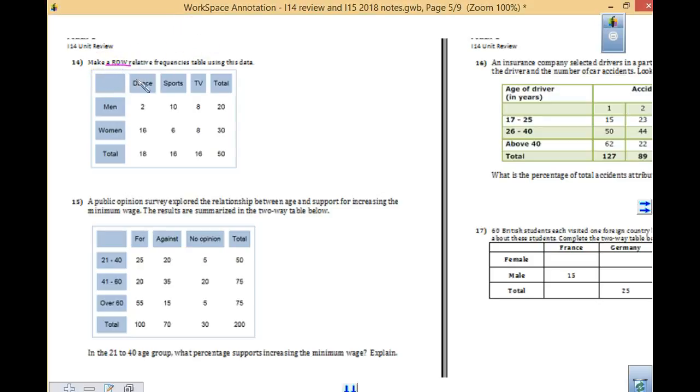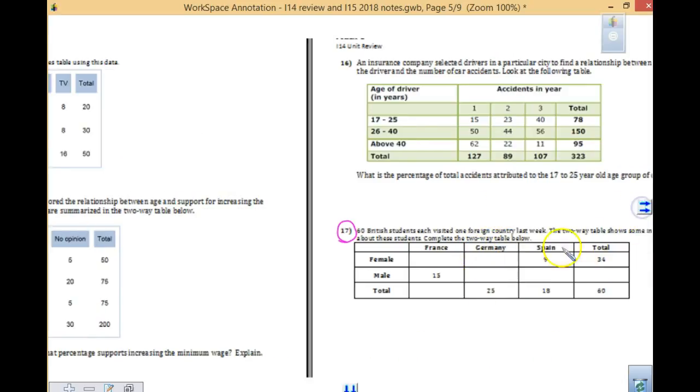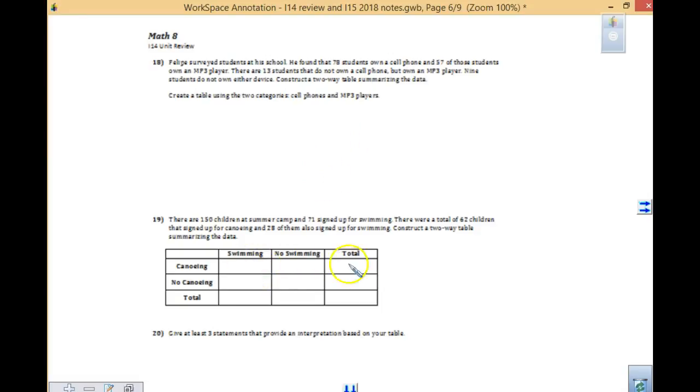This one just says summarize your activities. Number 17, I give you some of the data in 17, but if we are looking at 17, you have to fill in the missing ones, so it might be something like that on the test. Or you might see something like this, where I put swimming, no swimming, and canoeing, no canoeing, and I give you the story and ask you to fill it in. Then I might ask you to make some statements about it, like what is the relative frequency about this, or what do you notice, okay? So that's what is going to be on your test as you write it.